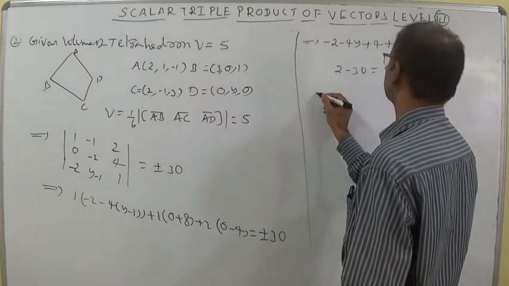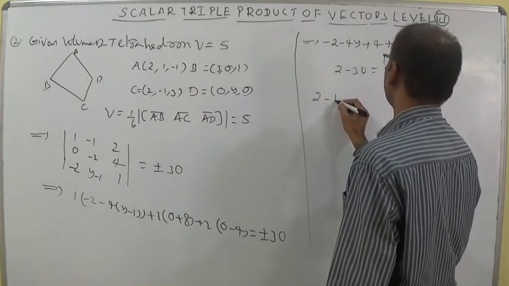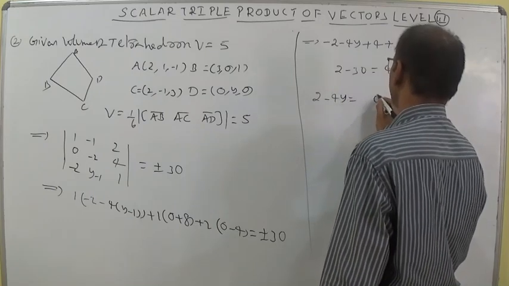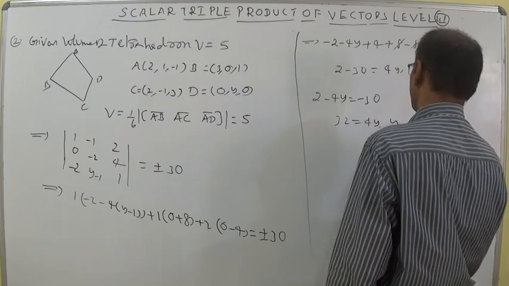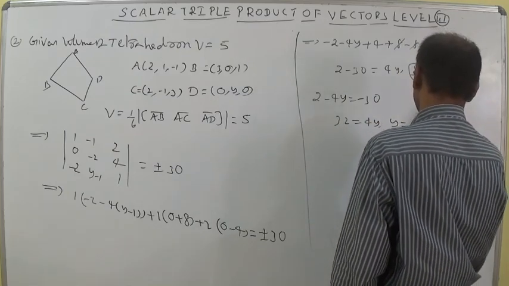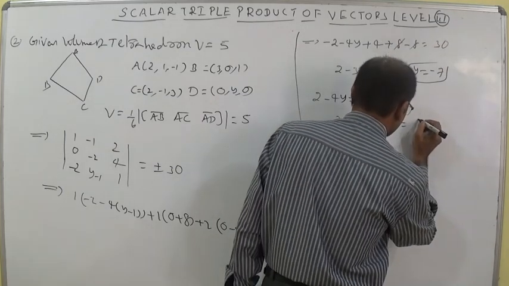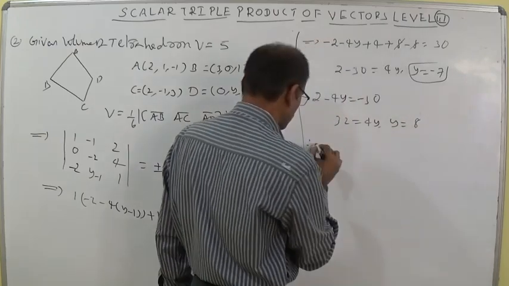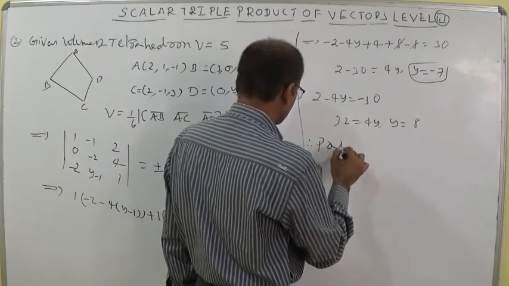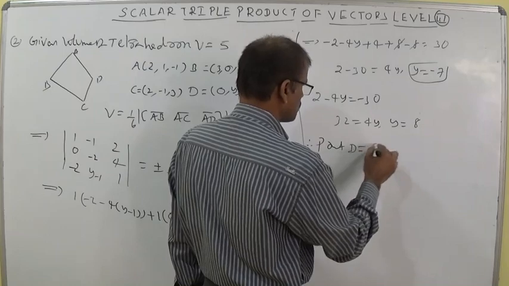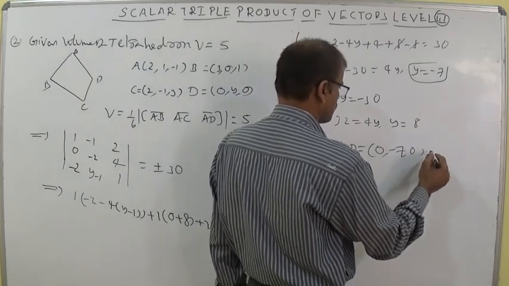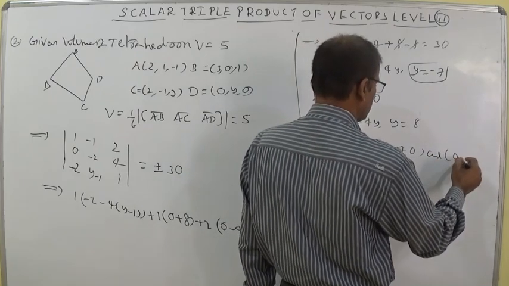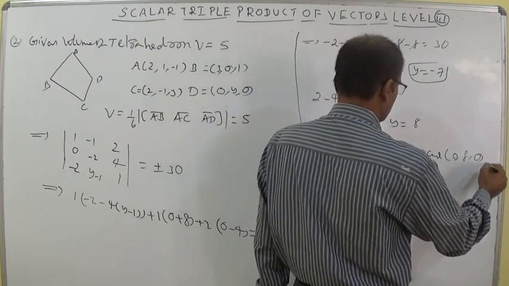Next we take the same value, 2 minus 4y is equal to minus 30. It becomes 32 equal to 4y, then y equal to 8. The value y is equal to 8 we can write. Therefore, the point D, whatever you should calculate, you should write here as (0, minus 7, 0) and (0, 8, 0).